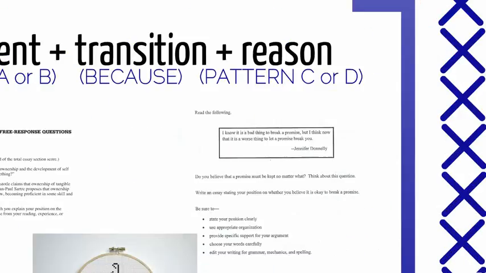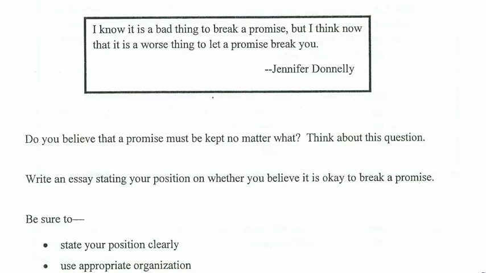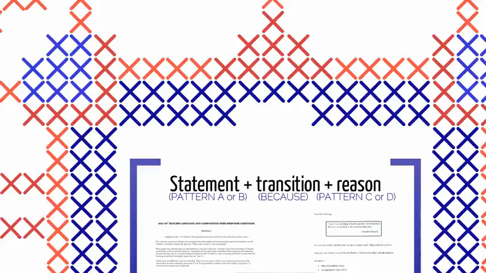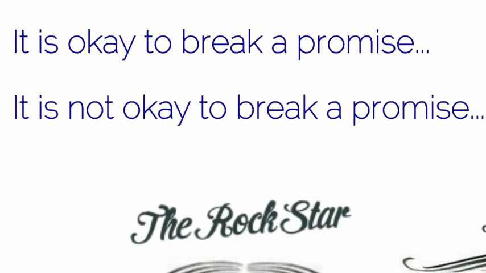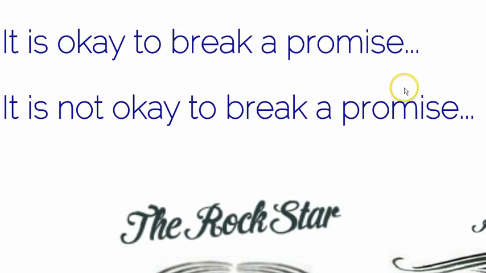Same for the examples from the other prompt. You might remember from the other prompt: write an essay stating your position on whether you believe it is okay to break a promise. In these statements, we said it is okay to break a promise or it is not okay to break a promise. It very clearly uses the language from the prompt.